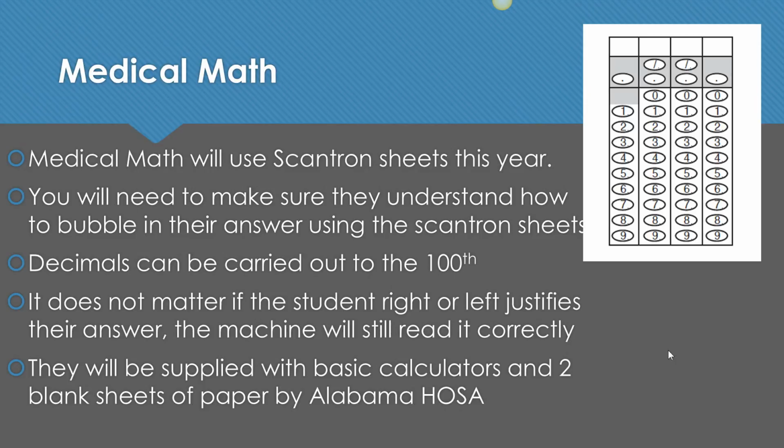The Scantron sheet does have a way for them to document decimals or fractions. It does not matter if they start from the left side or they work it out where it's right justified. The machine will still read it. We will supply them with a basic calculator and with 2 pieces of blank paper, and that's the only thing they can have in there and the only additional thing they can use.